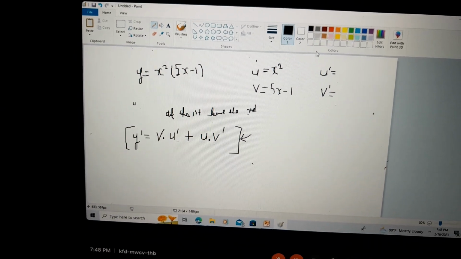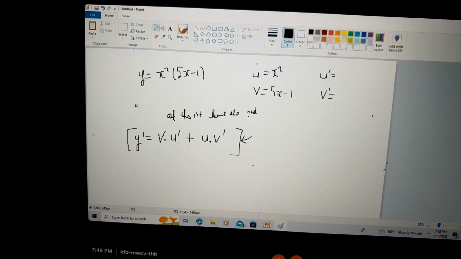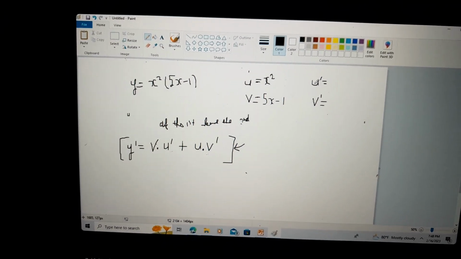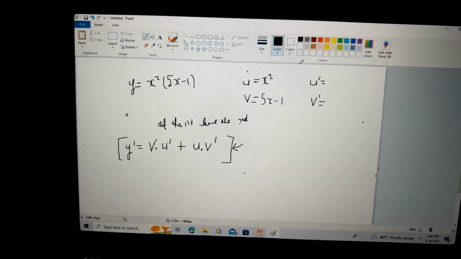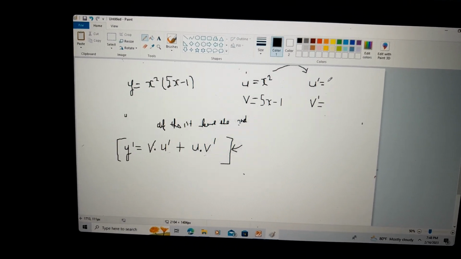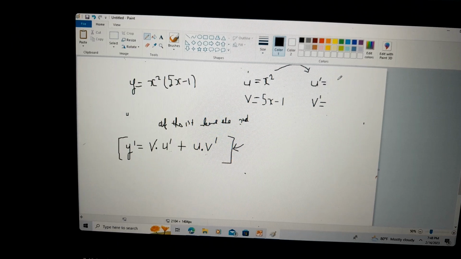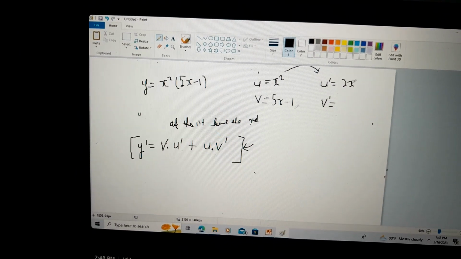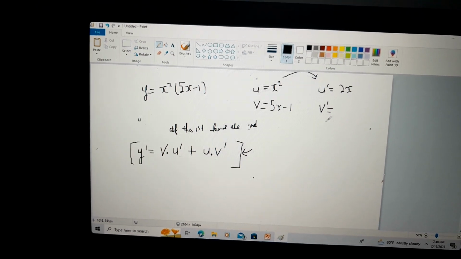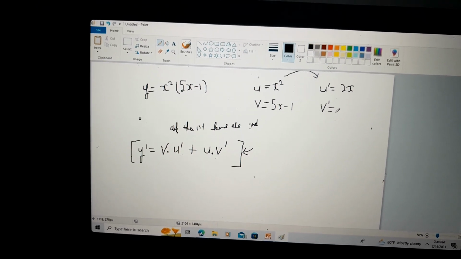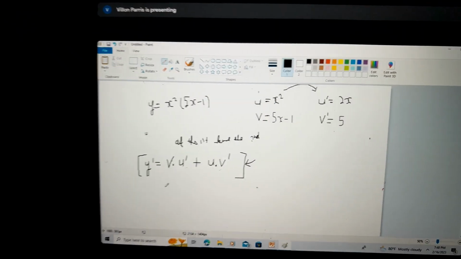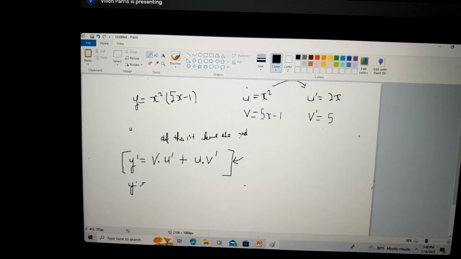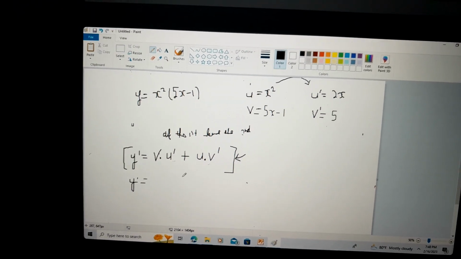Now, according to the formula, we need the derivative of u and the derivative of v. Basically, we need to differentiate both of them. So someone else, when we differentiate u, what do we get? That x squared, when we differentiate it, what is our answer? 2x, sir. Wonderful, 2x. And when we differentiate 5x minus 1, what do we get? 5. 5, wonderful. So all we need to do now, our answer is our substitution. That's basically it. So let's go.